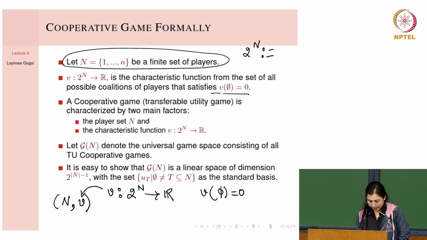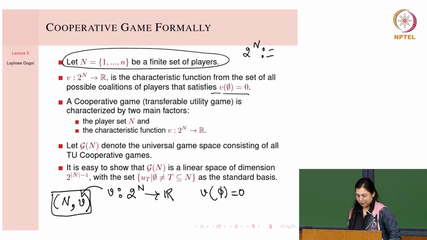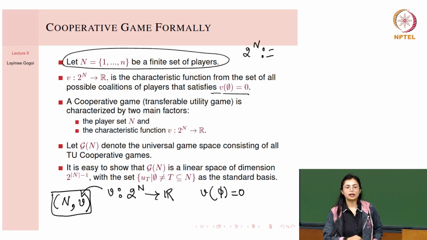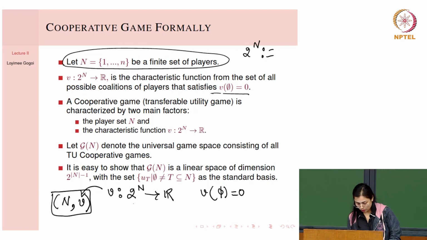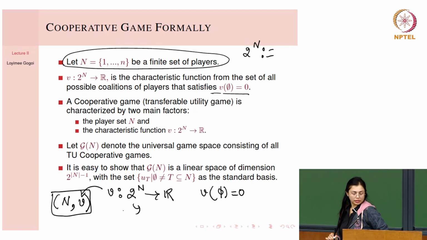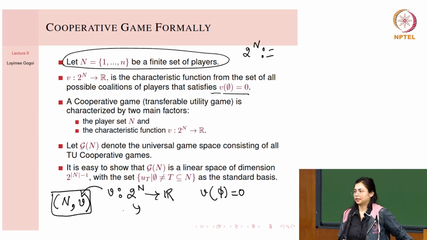Okay, so this pair n and v together, where n is the player set and v is the value function whose domain is the set of all possible coalitions, together we call a cooperative game, right?